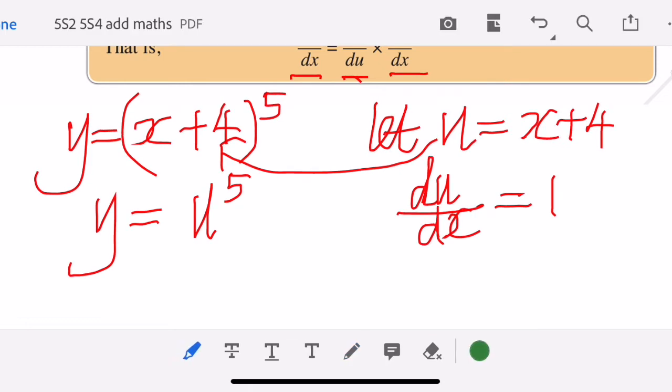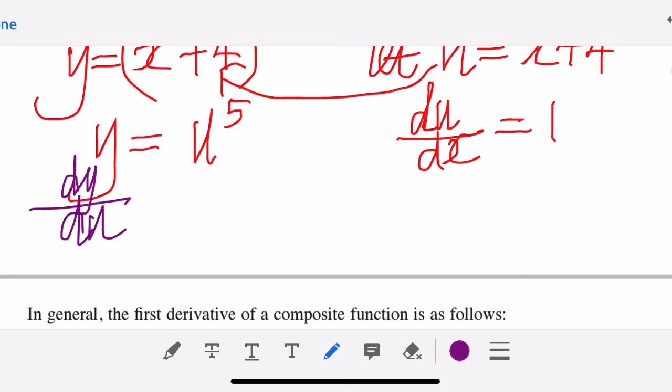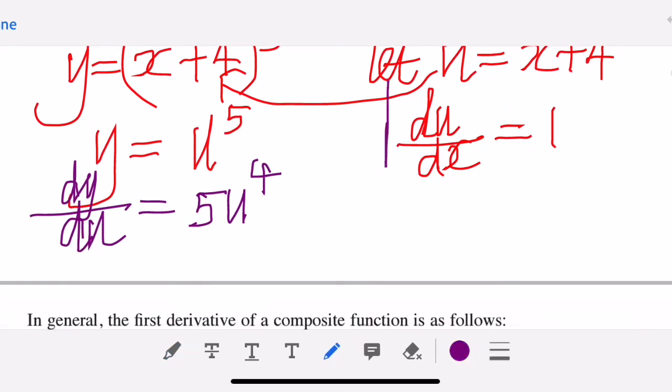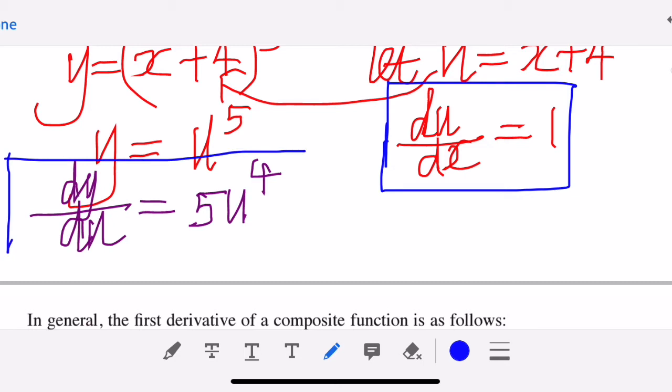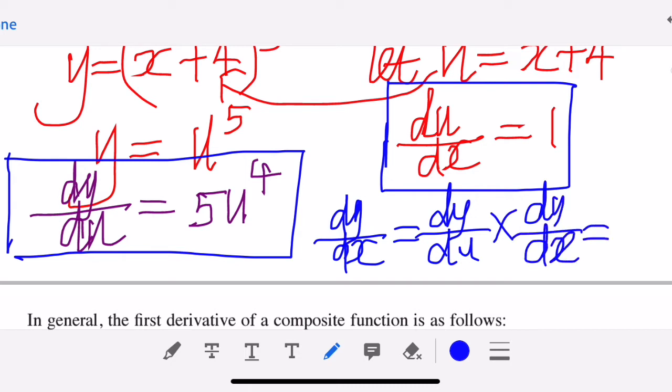Now I differentiate dy/du, which is 5u^4. But in fact, we need to find dy/dx. So we need to link these two, dy/du and du/dx. We call it the chain rule. That means dy/dx is dy/du times du/dx. So we substitute: 5u^4 times 1. So the answer is 5u^4.